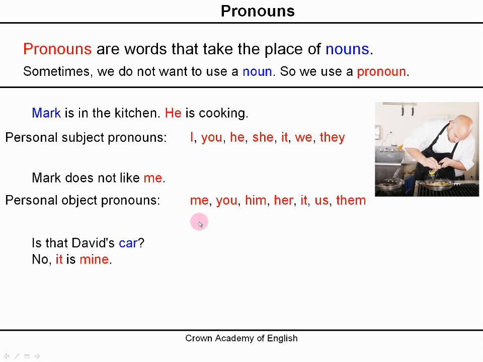Is that David's car? No, it is mine. So in this sentence, we have 2 pronouns. We have it, which is a pronoun, and it is referring to the car. It's replacing the car. And it is mine is also referring to the car, and it expresses possession. It is telling us who the car belongs to, who owns the car, but it is replacing the word car.